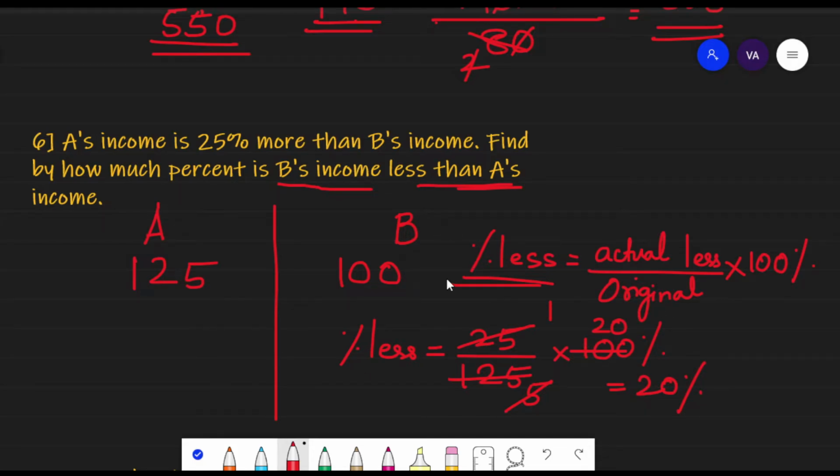So we are using the same formula of percentage increase or percentage less, which is actual less divided by original value into 100%. But in place of the original value, we take the income of A, because B's income is compared with A's income. So here we take A's income. Okay, and here we got the answer as 20%.